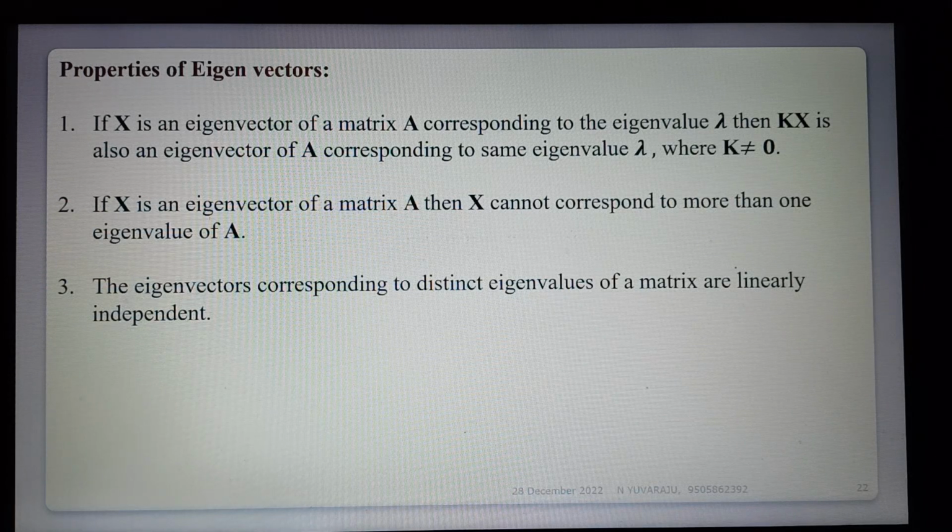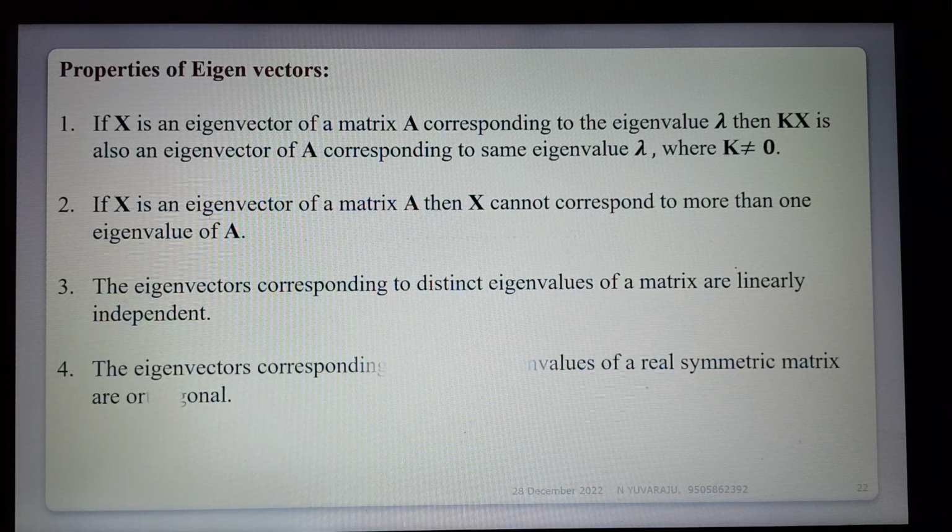Next, third one, the eigenvectors corresponding to distinct eigenvalues of a matrix are linearly independent, and if the eigenvalues are distinct, then automatically the eigenvectors of those eigenvalues are always linearly independent.